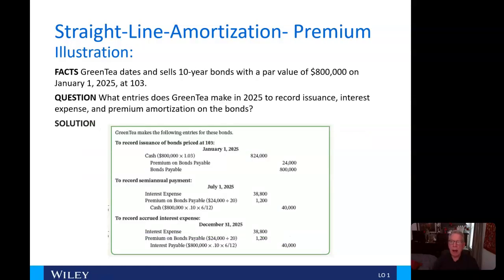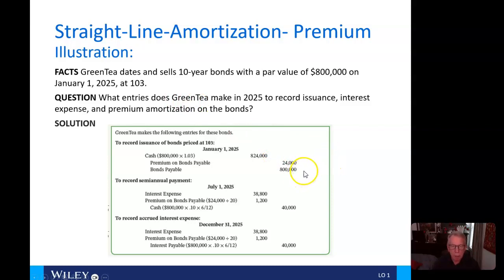Okay, now, straight line amortization premium. Let's take a look at this. Green Tea dates and sells the 10-year bonds with a par value, this time at a premium. So at 103. Again, 103 is a percentage. So we take 800,000 times 1.03. That gives me $824,000. We'll debit cash for that.